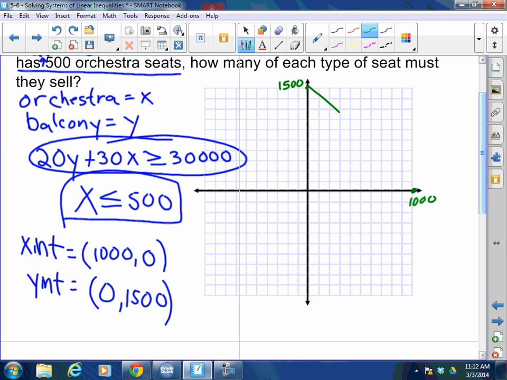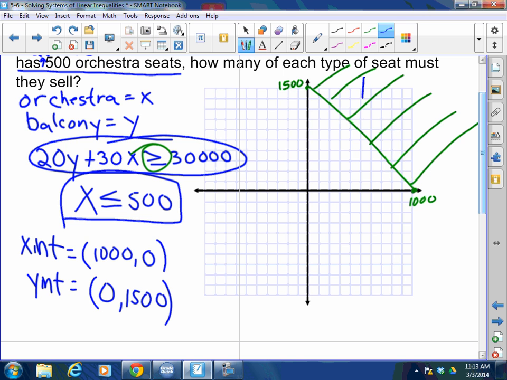It's going to be a solid line. Now, greater than or equal to, so am I going to shade above or below? Above. Now, my orchestra seats, I have less than or equal to 500. So I go 100, 200, 300, 400, 500. 500 is going to be a solid line right here. And am I going to be less than or greater than that? To the left. Very good.